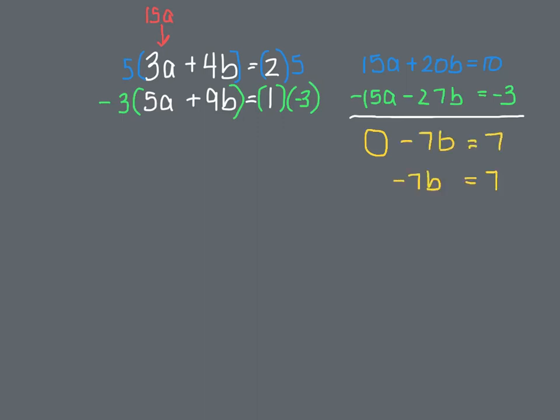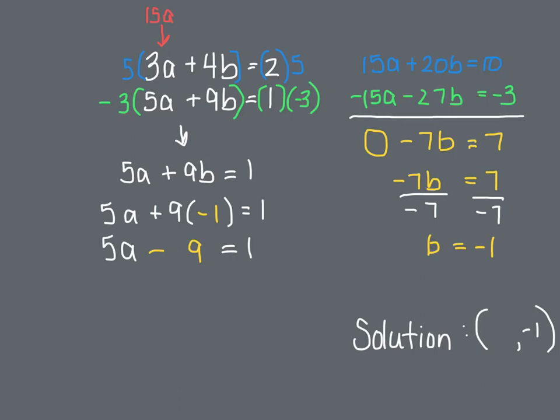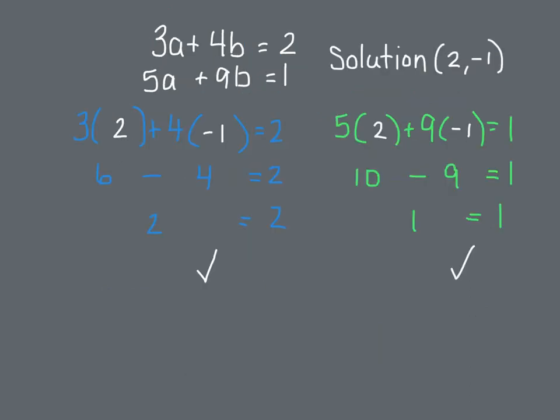Simplify the left side and solve for b. Once again, I'm going to use the original equations to find my other variable. Substitute -1 for b and simplify to solve for a. So the solution to this system should be the point 2, -1. Substituting this point in for a and b into both equations shows that the solution works for both equations, which means it is a solution to the system.